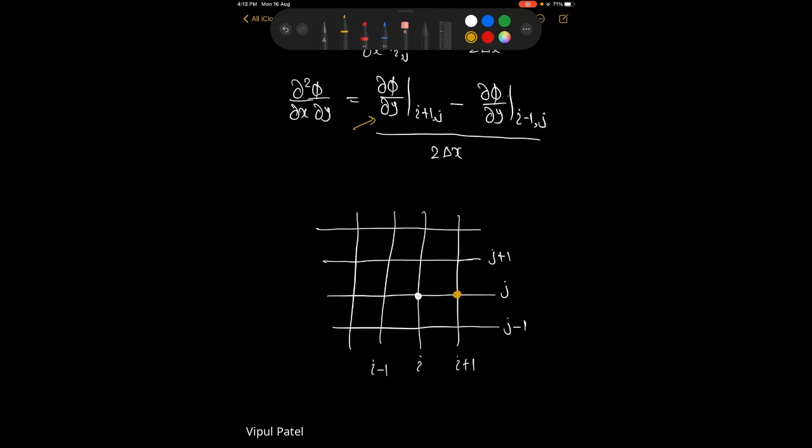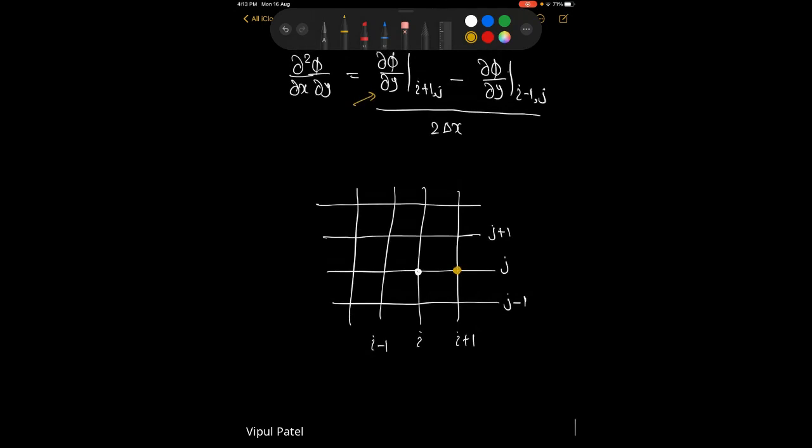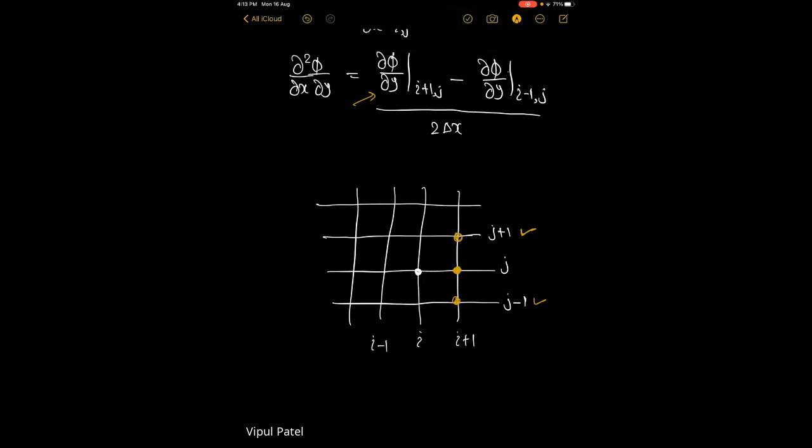So again, if I use central difference approximation, then I can write this del f by del y at I plus 1 comma j is nothing but phi at I plus 1 comma j plus 1 minus phi at this particular point. Okay, so I'll take the help of these two nodes and then I define this del phi by del y. Because I plus 1 is constant, and now my derivative is y, so I have to play with the jth variable.